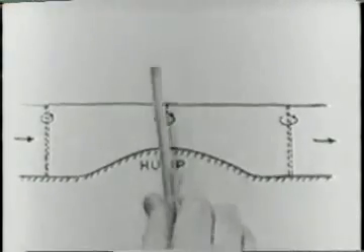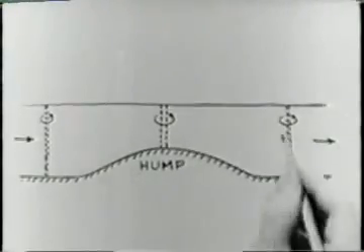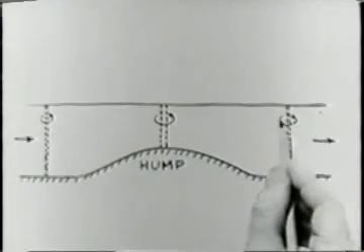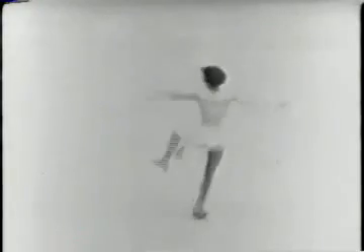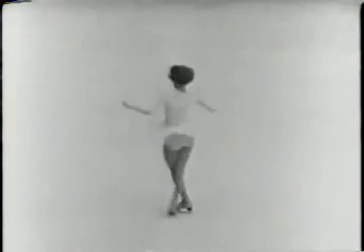Now, when the vertical thread of fluid goes down the hump, it stretches and becomes thinner. Therefore, the rate of spin must now increase. A figure skater does the same thing. She speeds up by decreasing her moment of inertia.